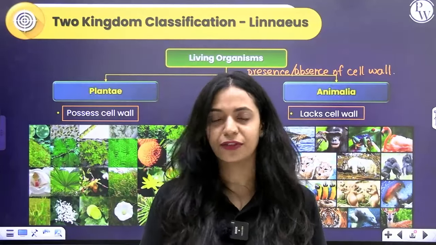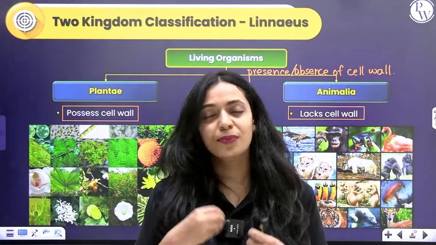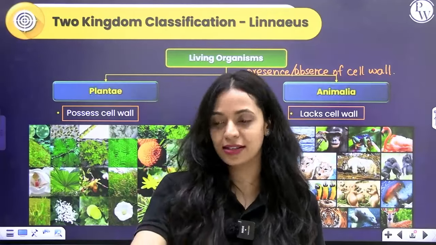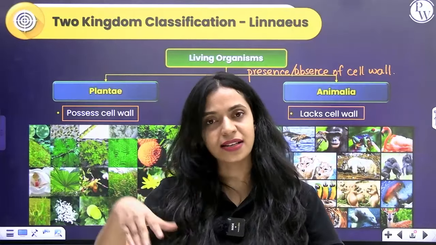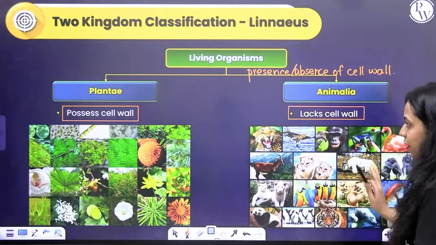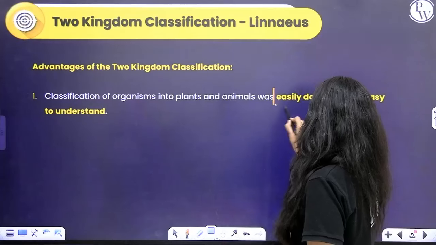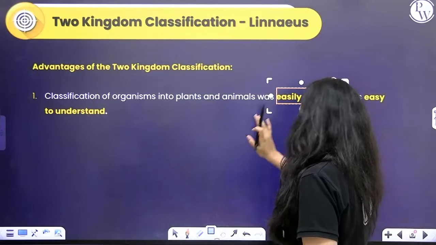It's not very scientific, so you don't need to know a lot of anatomy or morphology to understand this, because we're looking at just one simple criterion. Does it have a cell wall or it doesn't? If it has, it's a plant. If it doesn't, it's an animal. That was an advantage, that it was easy. It was very easy for anybody to understand.